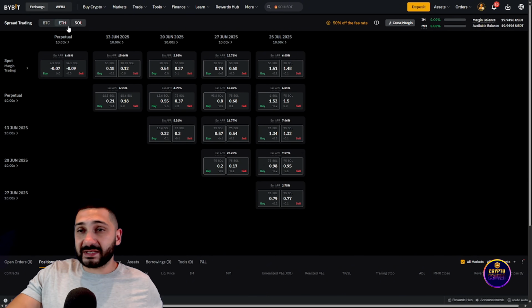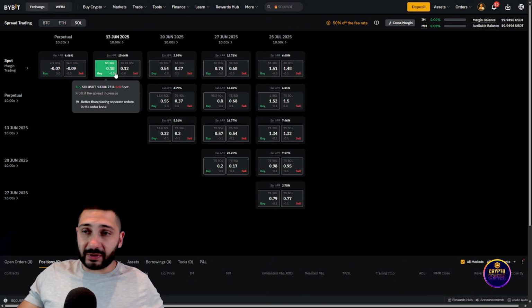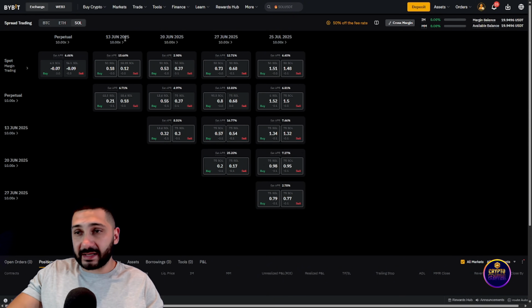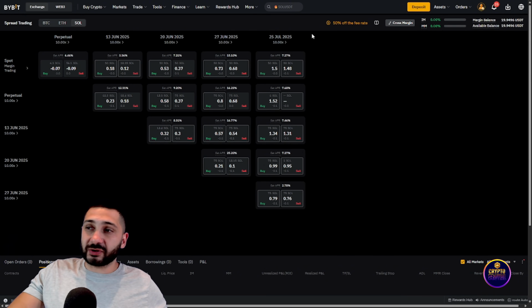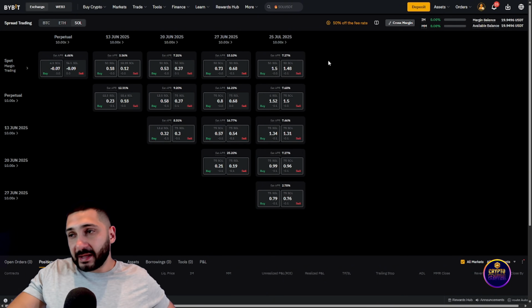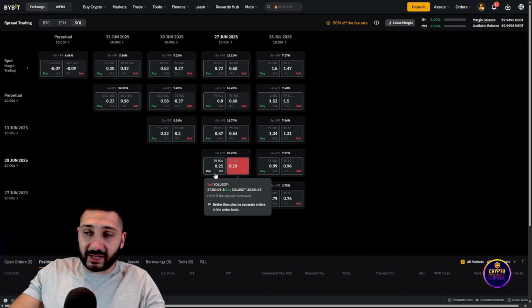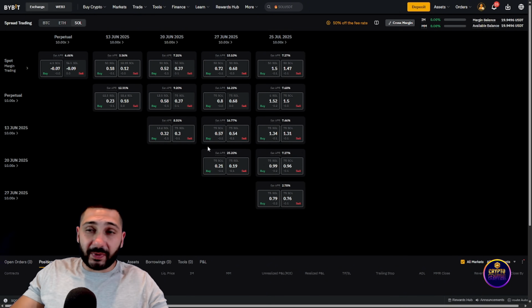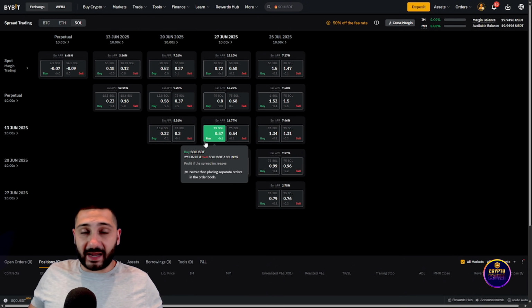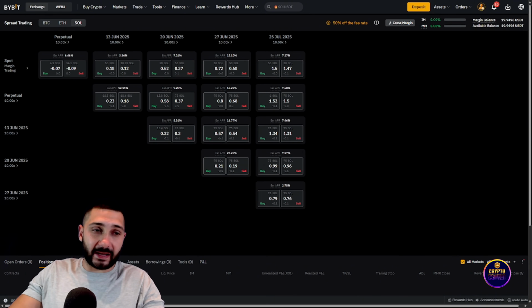So it's available for BTC, Sol and Ethereum. You can choose between perpetual against spot, and here you can see perpetual against a contract that is ending on 13 June, 20 June, 27 June, and also 25th July. Everything is explained here to understand simply. You can see you're opening two positions at the same time. How it works, let's find out.